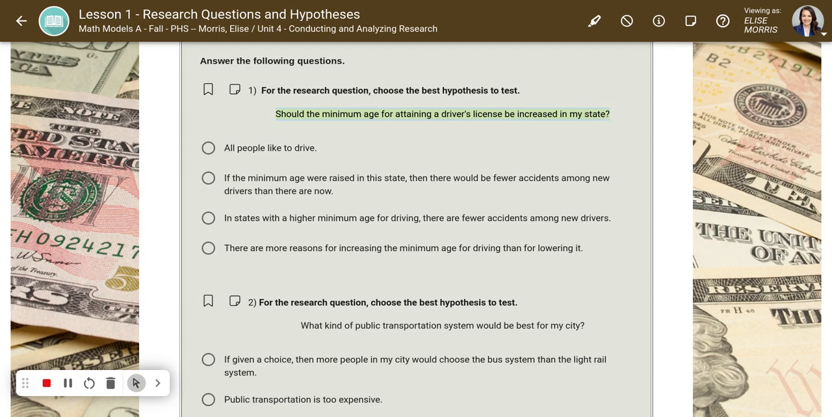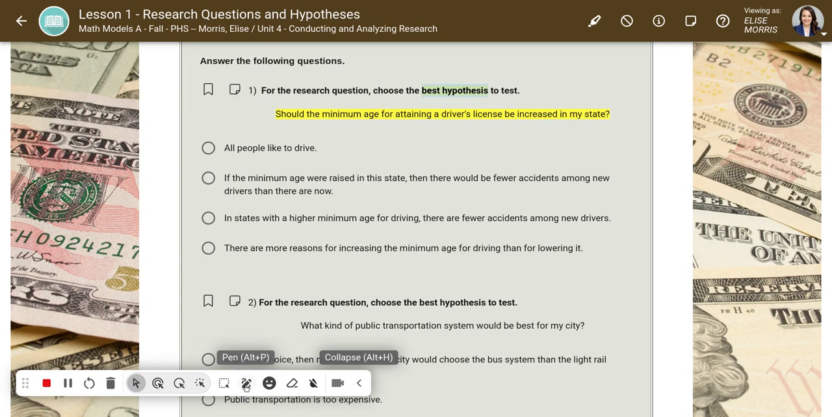We have to pick something that would be, well, and it says the best. So there's a couple options here, but we want the best hypothesis, something that's testable and specific and related to this. All people like to drive. Okay, I don't even know what to say about that one. All people don't like to drive. Some people are scared of driving. Okay, that's beside the point. This is not something that would relate to the minimum age of getting a driver's license and increasing that age in our particular state. So it's not specific, it's not related, that's gone.